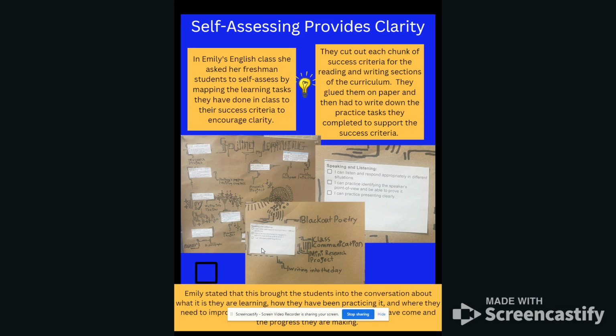She said she was able to go and sit with each one of them individually and talk to them about where they're at on the 4-point scale with each of these success criteria. So it brought them into the conversation to metacognitively think about what it is they're doing, why they're doing it, and how they know they're successful. Another great piece of clarity in our Clarity Spotlight November edition.